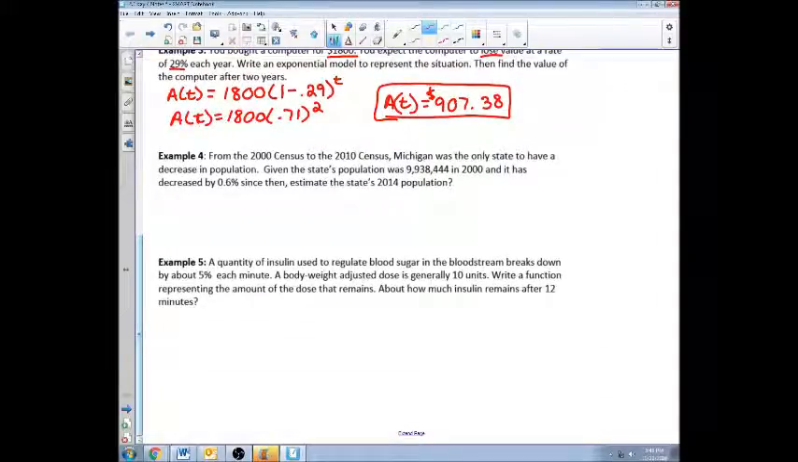From the 2000 census to the 2010 census, Michigan was the only state to have a decrease in population. Given the state's population was 9,938,444 in 2000, and it has decreased by 0.6% since then, estimate the state's 2014 population. So again, A of t is just like our y equals, right? I need an initial amount. 9,938,444 looks good for an initial amount.